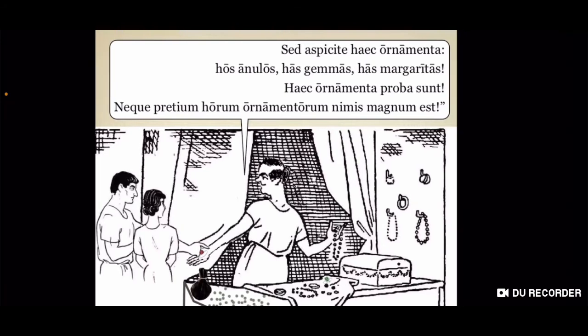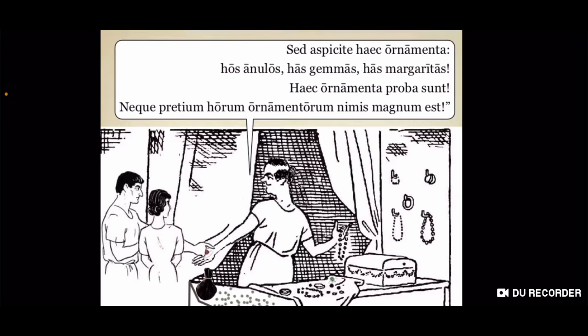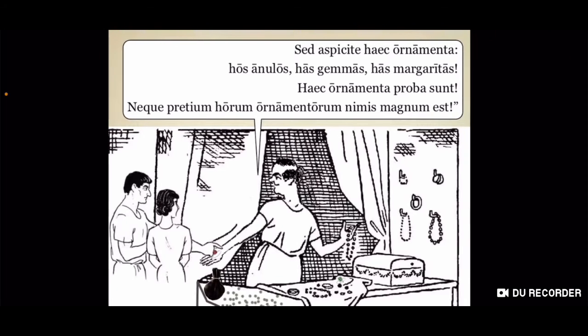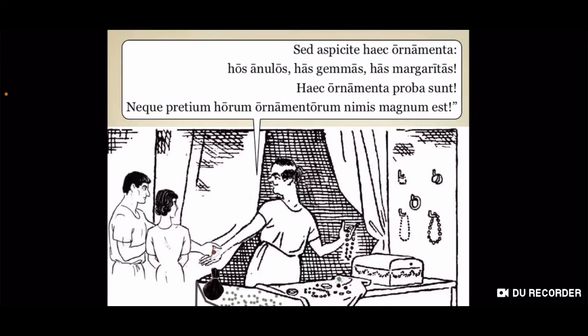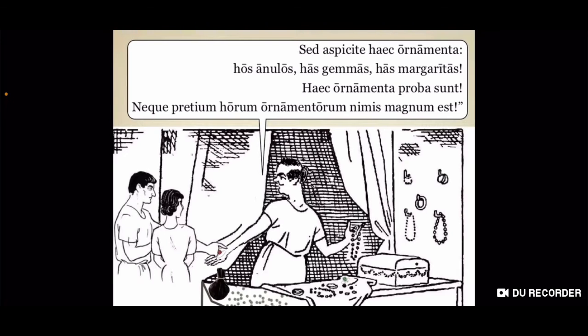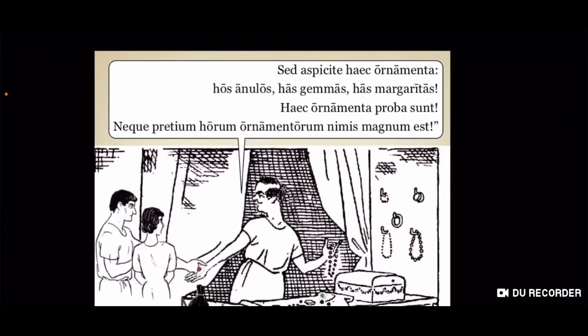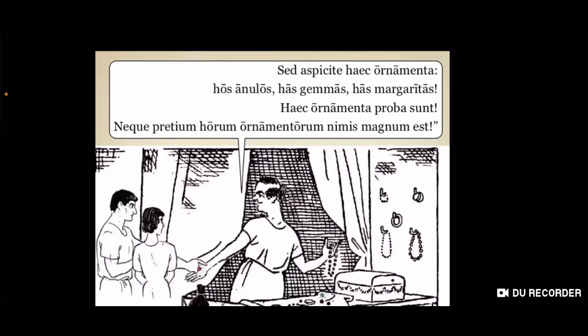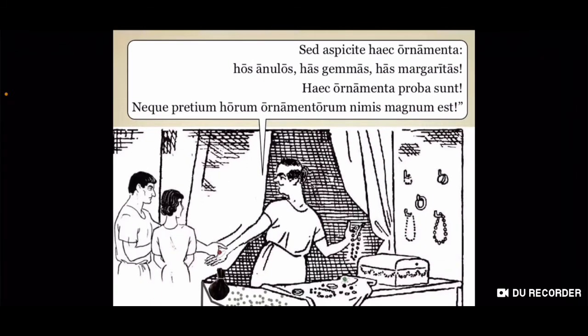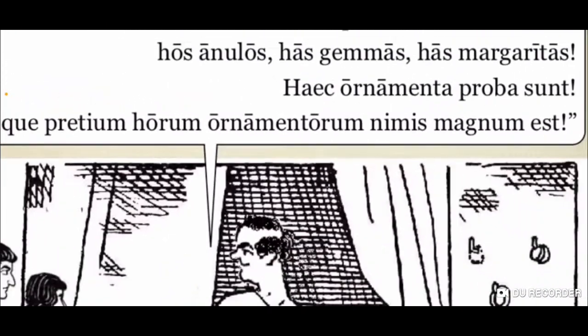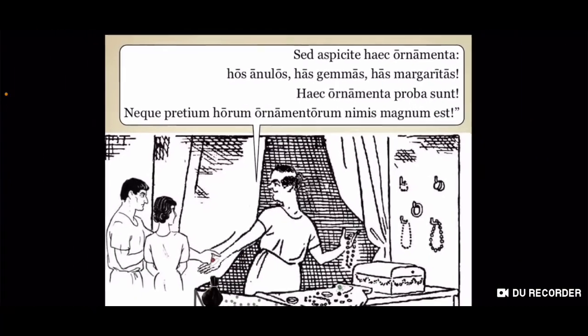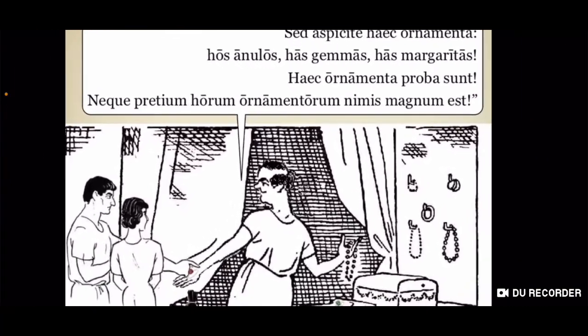And the price of this jewelry is not too large, and the price of these jewelries is not too much. Nimis, too. Remember, ornamentorum is plural, and the apostrophe is of these jewelries.